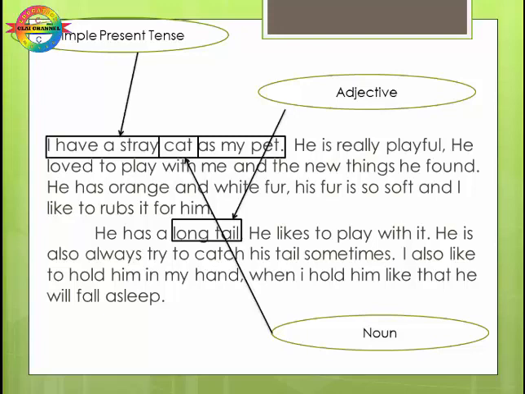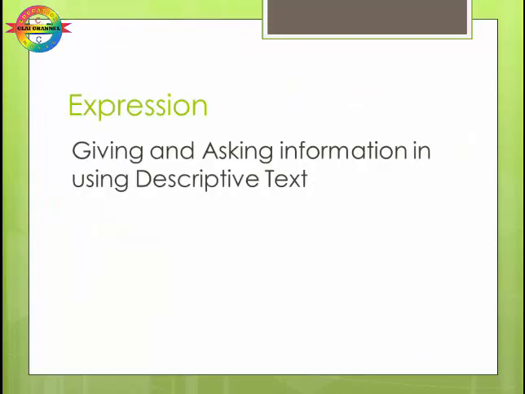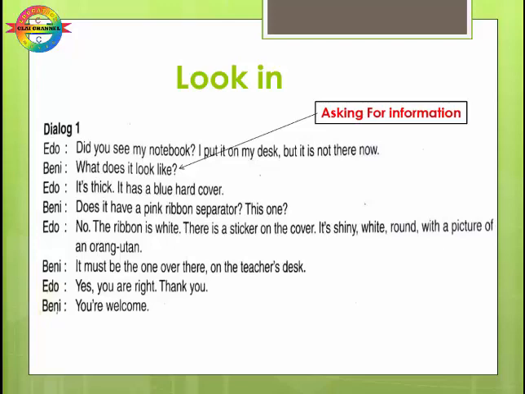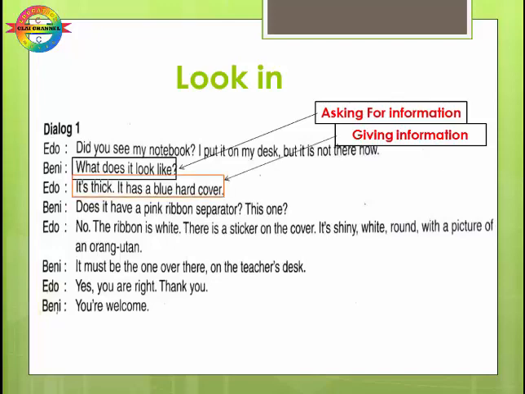Now let us check how to use it in daily conversations: expressing giving and asking information using descriptive text. How can they do it? Let's check the example in the dialogue below. Asking for information: what does it look like? This is a kind of asking for information. And giving information: it is thick, it has a blue hardcover.